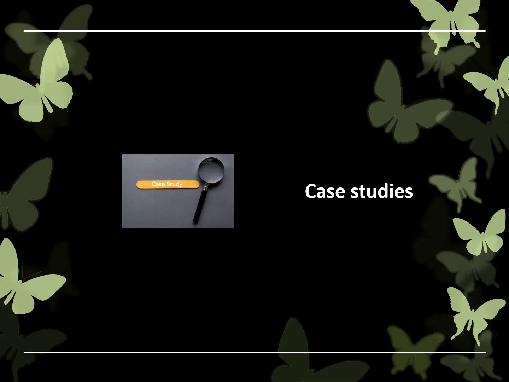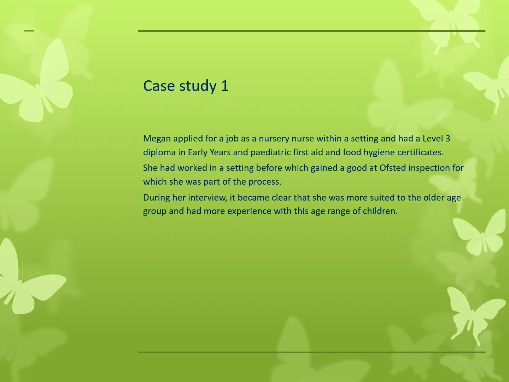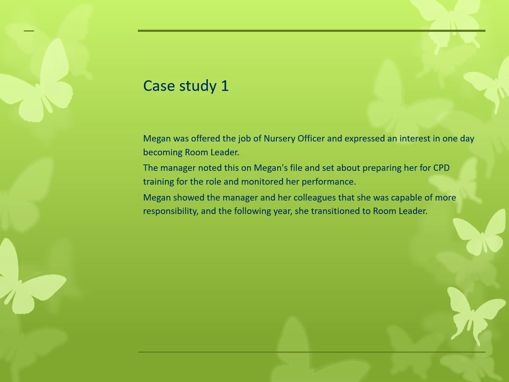Case studies. Case study 1. Megan applied for a job as a nursery nurse within a setting and had a level 3 diploma in early years and paediatric first aid and food hygiene certificates. She had worked in a setting before which gained a good Ofsted inspection for which she was part of the process. During her interview, it became clear that she was more suited to the older age group and more experienced with this age range of children.